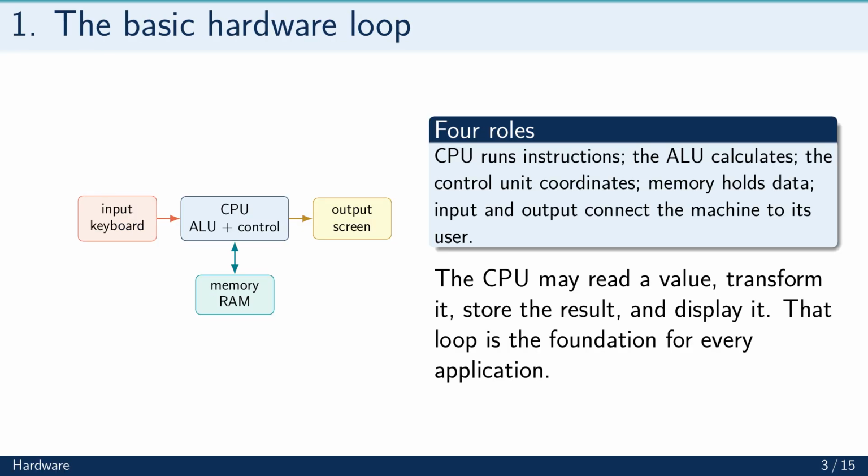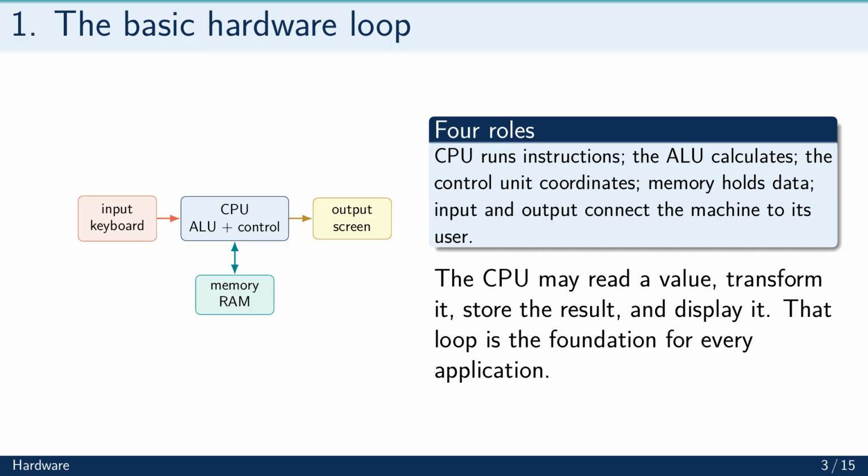Let us begin with the basic hardware loop. A computer accepts input, stores information in memory, processes instructions in the CPU, and sends results to output devices. The CPU is often called the brain of the computer, but it is useful to be more precise. The arithmetic logic unit performs mathematical and logical operations, while the control unit coordinates the actions of memory, the ALU, and input and output devices.